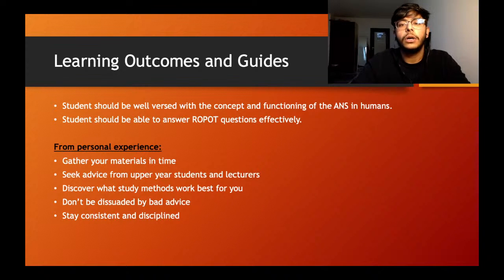All right, so by the end of this, I hope and pray that everyone is familiar with the concept and functioning of the ANS, and also that, if I'm not wrong, a couple of you have the robot test for this topic in the next week or two, so hopefully I can help you with that too.